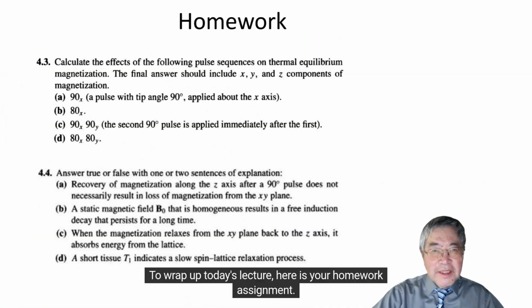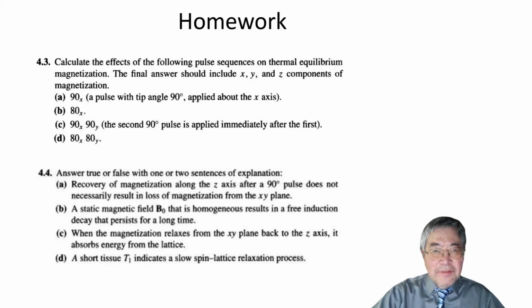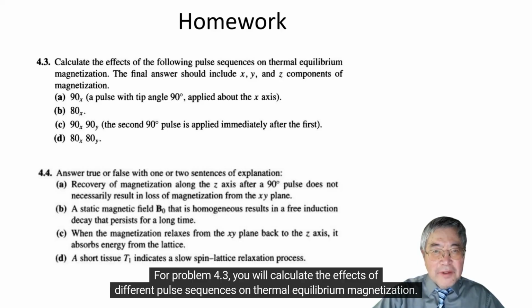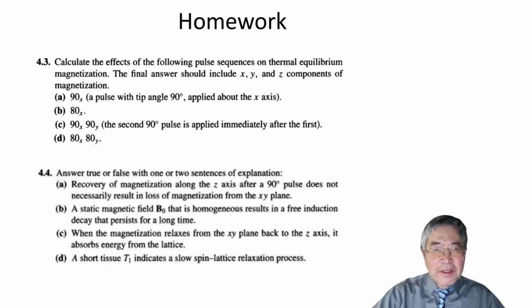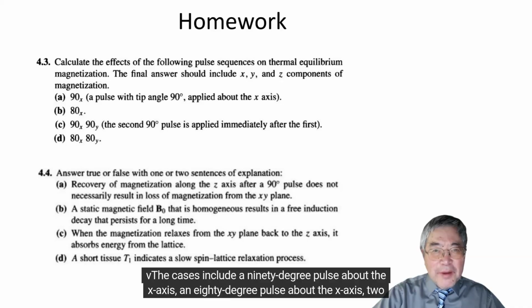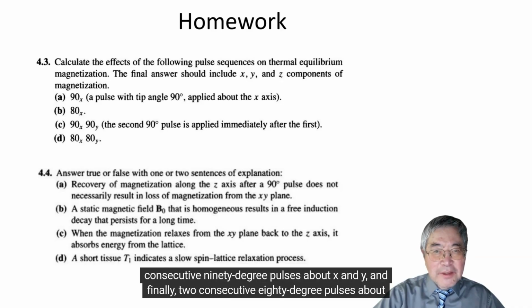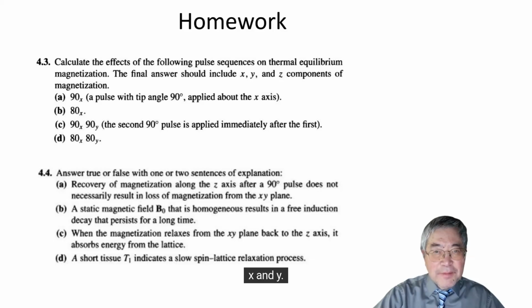To wrap up today's lecture, here is your homework assignment. For problem 4.3, you will calculate the effects of different pulse sequences on thermal equilibrium magnetization. Your final answer should include the X, Y, and Z components of magnetization. The cases include a 90-degree pulse about the X-axis, an 80-degree pulse about the X-axis, 2 consecutive 90-degree pulses about X and Y, and finally 2 consecutive 80-degree pulses about X and Y.